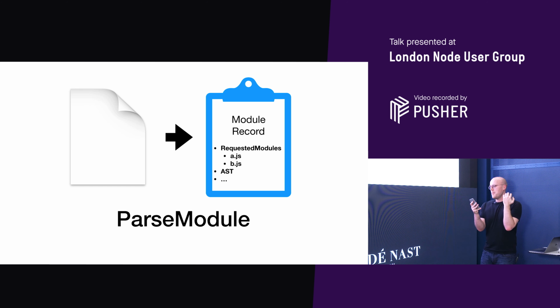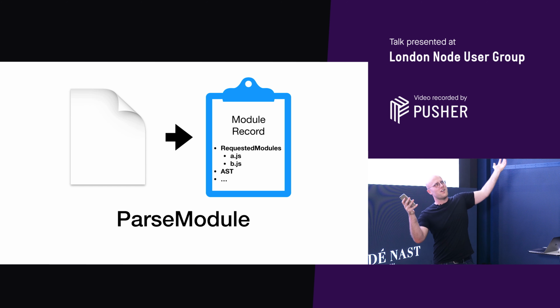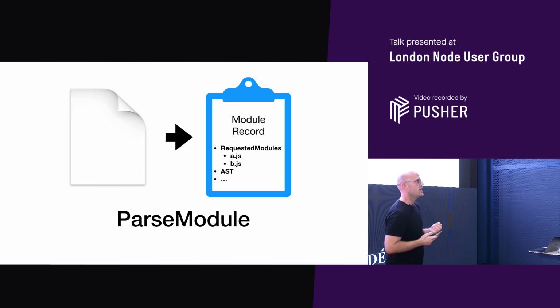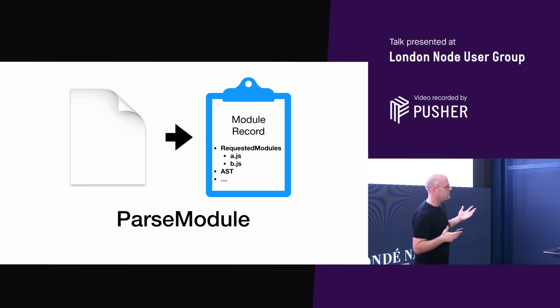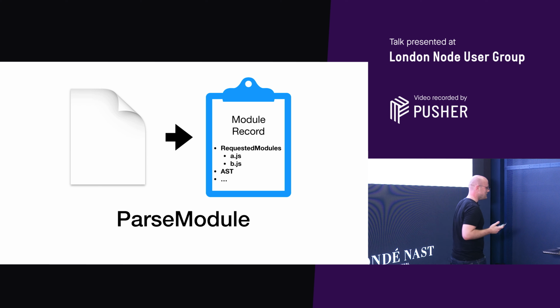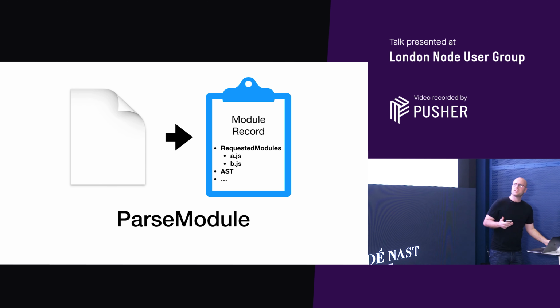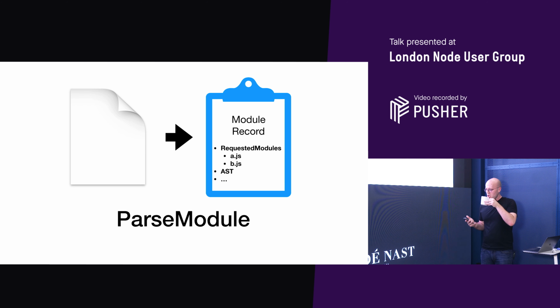OK, so here's what's weird. Parse module, like file to module record. Where do you get the files from? This is undefined behavior in the ECMAScript standard. This is intentional. It's good to have undefined behavior. For web, it's great. This is actually covered by the HTML standard. It's a good standard.